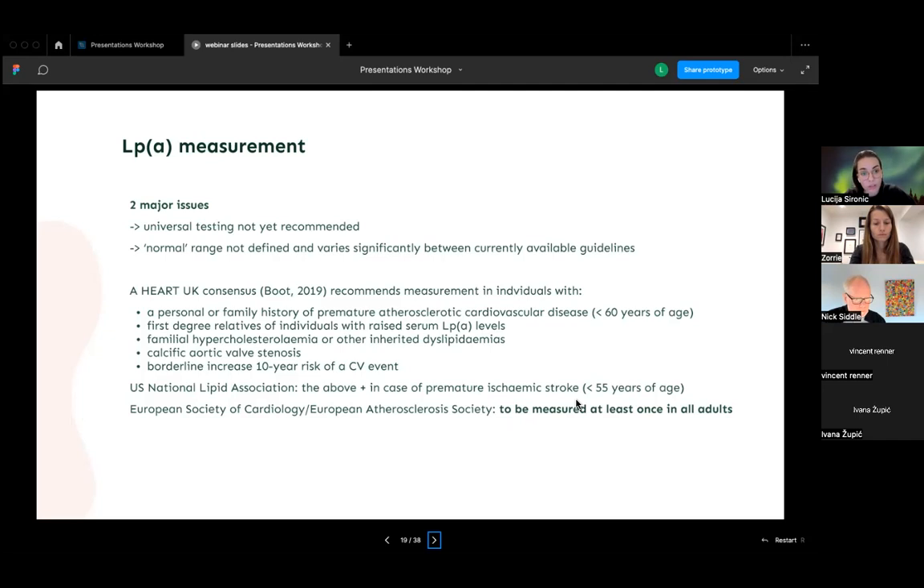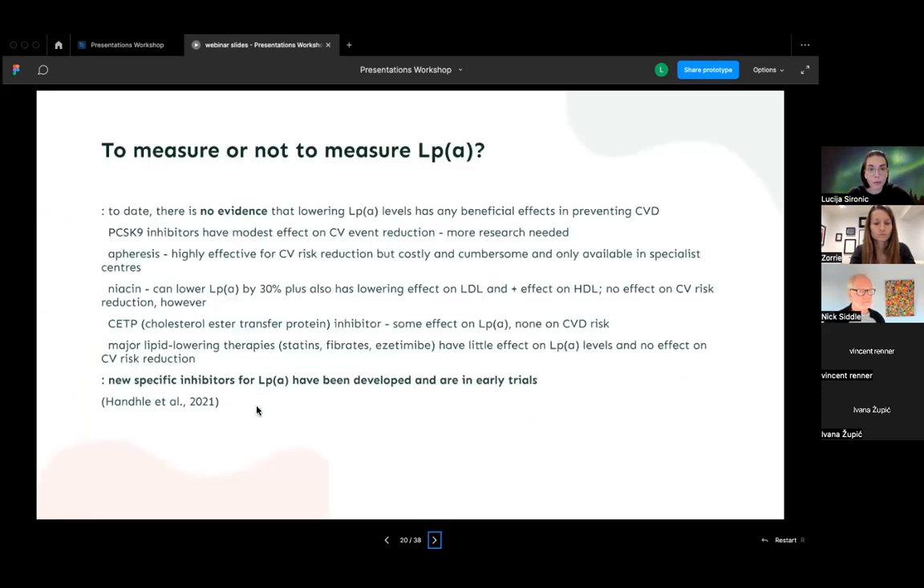On the other hand, if you look at the European Society of Cardiology guidelines, you will read that lipoprotein A should be measured at least once in all adults. So guidelines really vary a lot. The question that you remain with after all this information is whether to measure it or not to measure it.